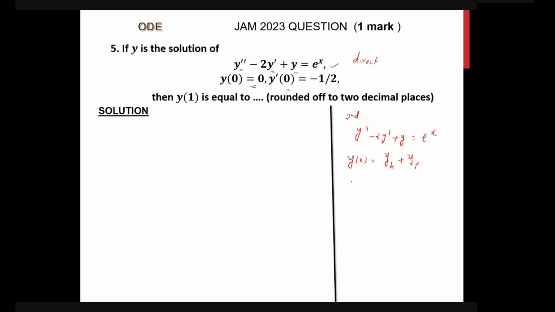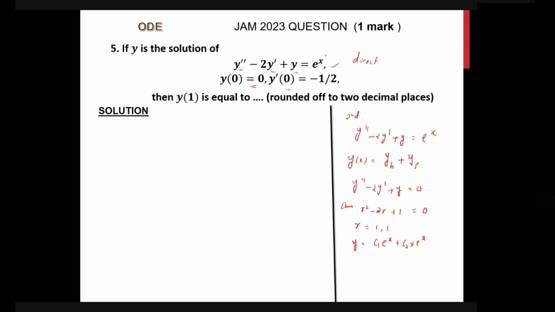And what is the homogeneous equation? y double dash minus 2y dash plus y equal to 0. Now we find the characteristic equation: r square minus 2r plus 1 equal to 0. So r equal to 1, 1. The solution is y equal to c1 e raised to x plus, since this is a double root, c2 x e raised to x.